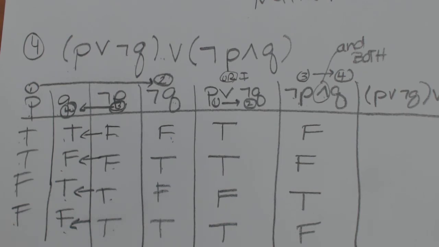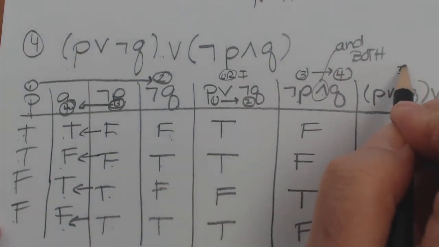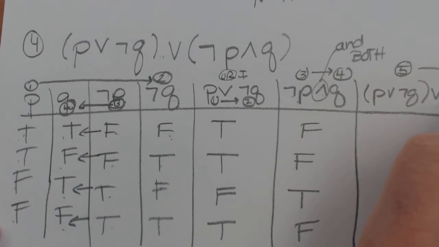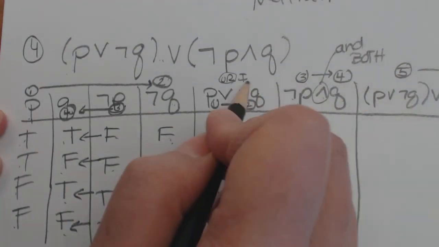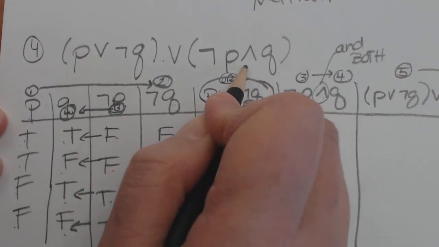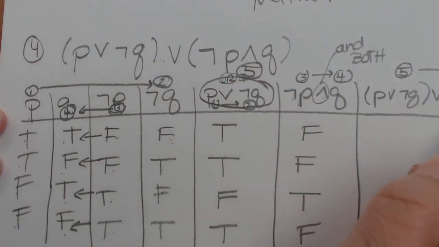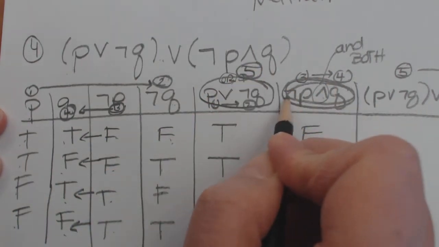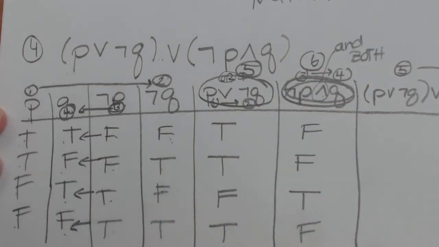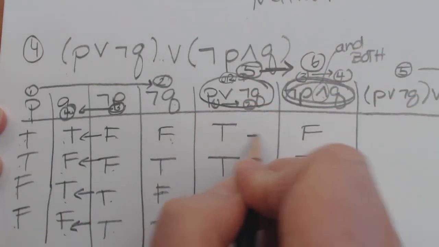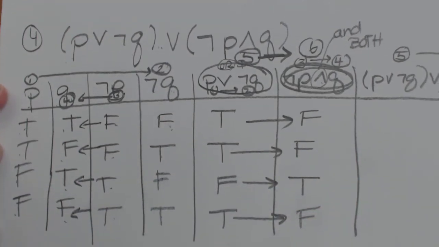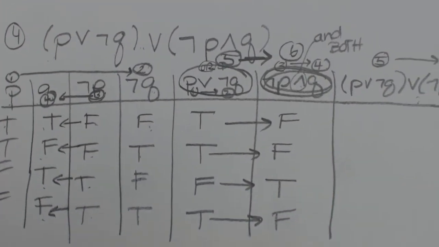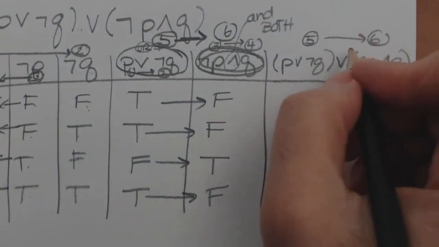We are almost done. We now need to go 5 to 6. So let's locate 5 and 6. P or not Q is this, so this is 5. Here we go. This is 6 here. There we go. So we're going from 5 to 6. This is our last one. I love my arrows because they tell me where my eyes need to move. Let's see what connective is given.